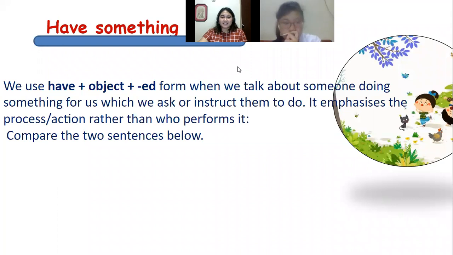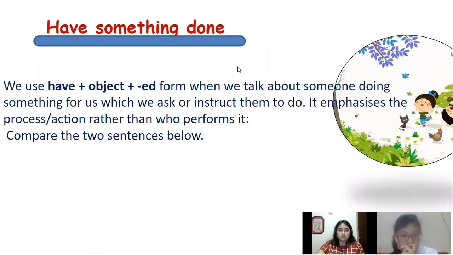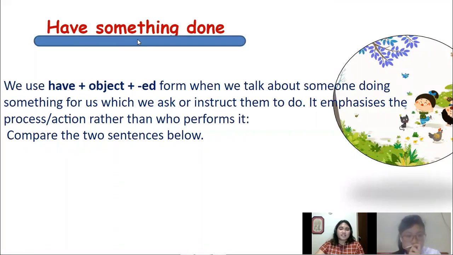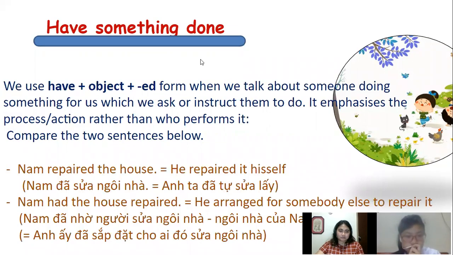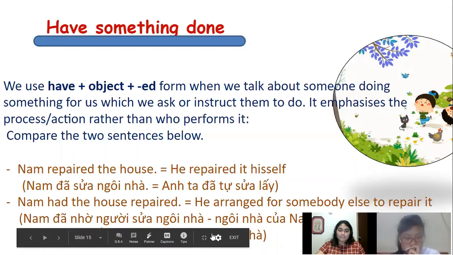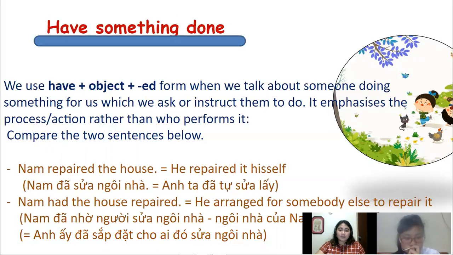Okay. All right, so let's move to the next part. Have plus something done. For example, we use have plus object plus verb with the -ed form when we talk about someone doing something for us, which we ask or instruct them to do. It emphasizes the process or action rather than who performs it. Compare the two sentences below. Okay, for example, look at this.